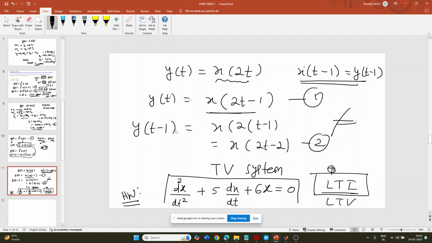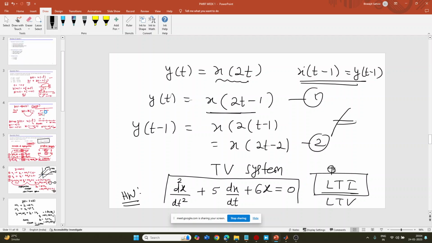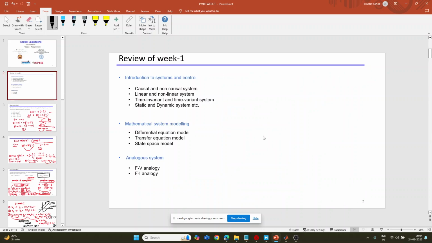Okay, so I have just classified a system based on various approaches. Now coming to my first slide. In the first slide I covered these three parts: causal and non-causal systems, linear and time invariant systems, static systems and dynamic systems. Static means, remember, memoryless.